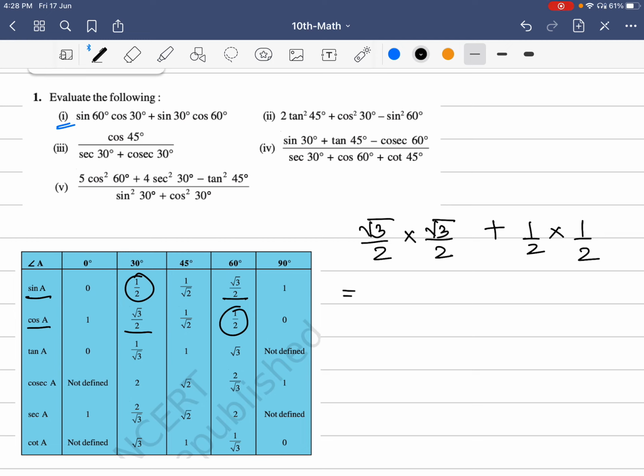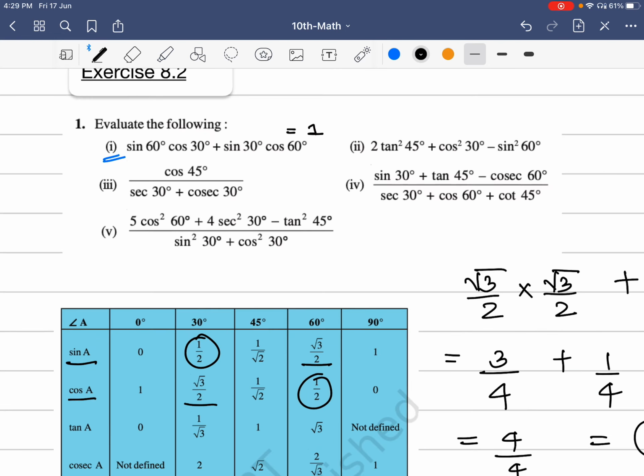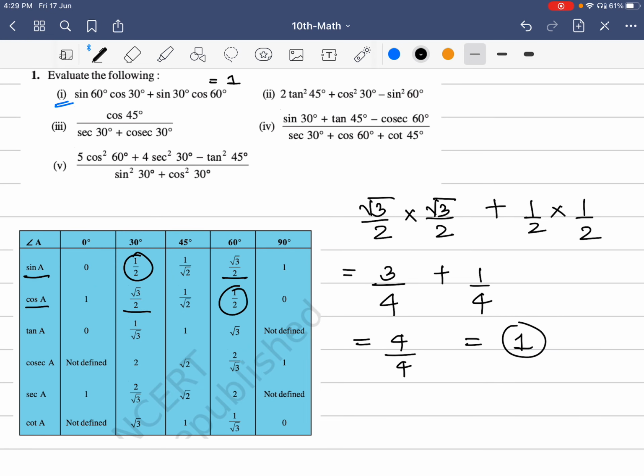So that is equal to root 3 into root 3 is 3 divided by 4, plus 1 by 2 into 1 by 2 is 1 by 4. This is equal to 4 by 4, which is equal to 1. So the answer of the first expression is equal to 1. Let's make a note of it. So this table is what we have to use, a very straightforward set of questions. Using these tables and all the values, we just insert the values in the expression and find their value.